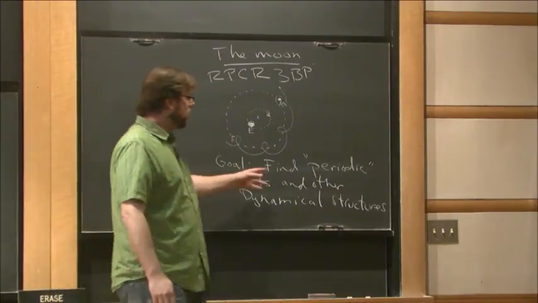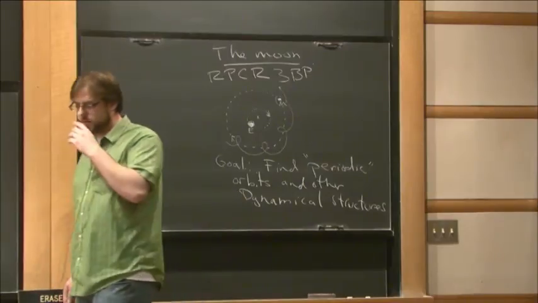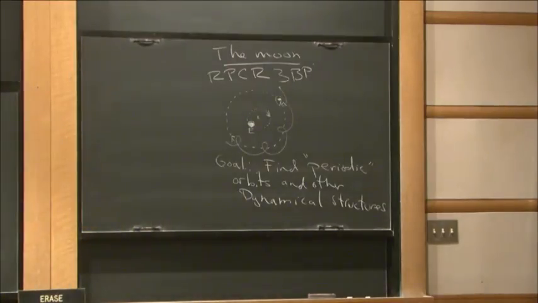And I have the word periodic here in quotes because, as we'll see in just a minute, we're not really interested in periodic orbits in this inertial reference frame, but we want to switch to a rotating reference frame where it looks like the Earth and the Moon are stationary, and we want to understand periodic orbits in this reference frame, right? But that will come in a second. Okay, so that's our goal.